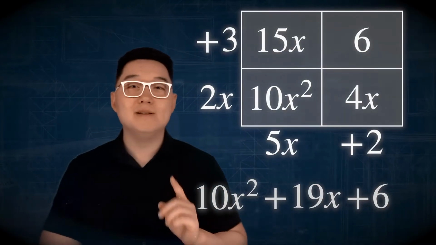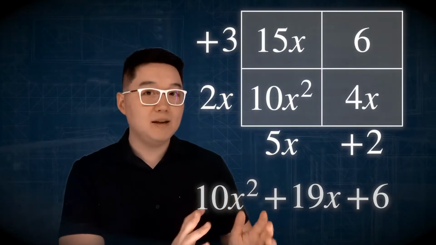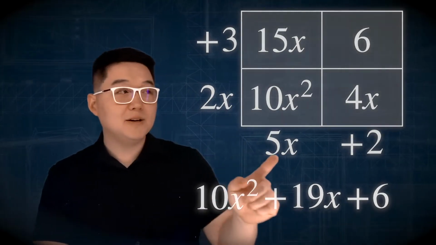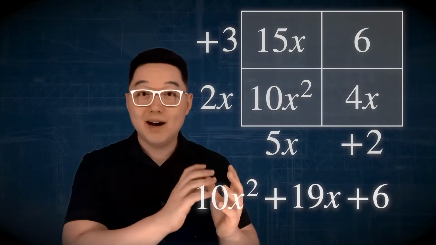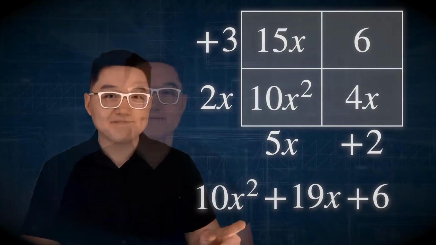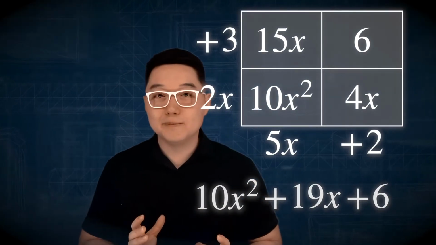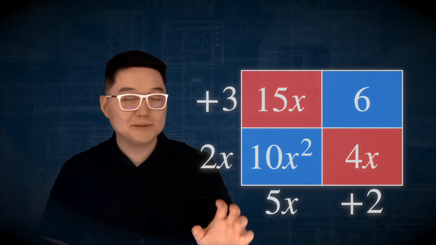Now pay careful attention to where the 19x came from. The 19x came from combining both x terms. In other words, we combined the 15x with the 4x, which combines to be 19x. Now there's something else interesting about these generic rectangles. Let's take a look at the diagonals of the rectangles.